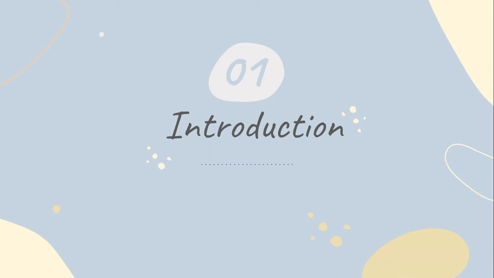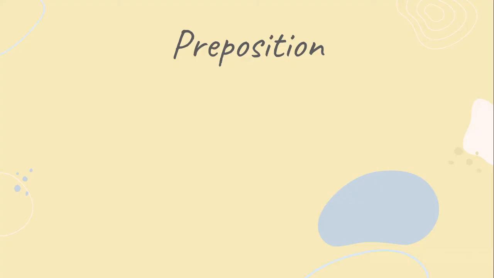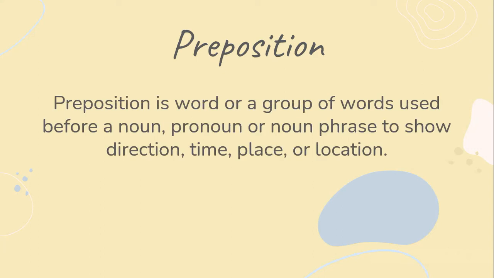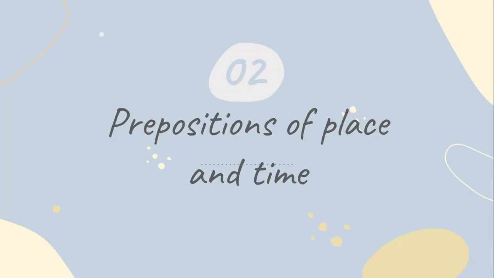Activity 1. Introduction. What is a preposition? Preposition is a word or a group of words used before a noun, pronoun or noun phrase to show direction, time, place or location. As for today's lesson, our focus is on the prepositions of place and time. Now, let's move on to the next activity.